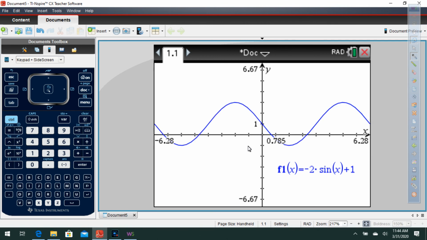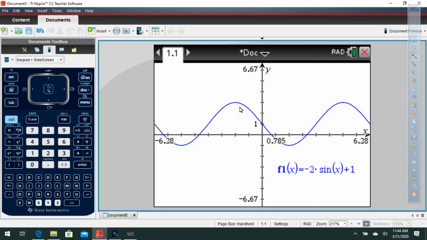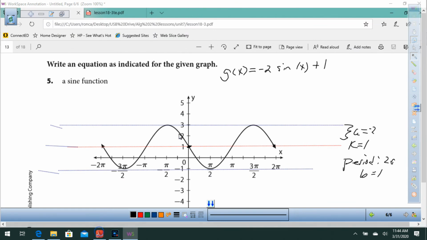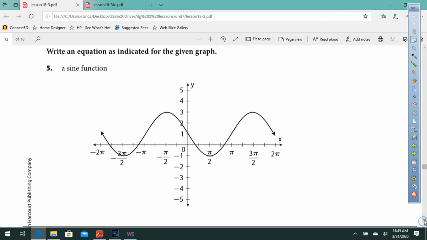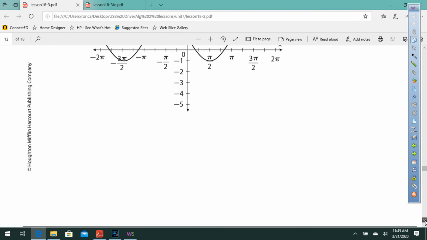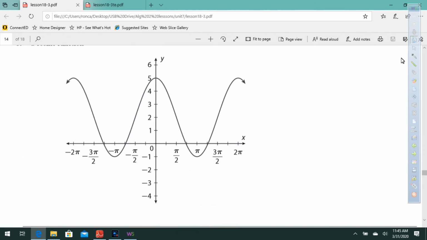So 0, 1. 0, 1 is going down. Looks like it gets to negative 1, up to 1. I think we are in business. All right. It's not hard to write them. Just remember your 5 points. What about number 6? A cosine function. Oh man, that's just wonderful.